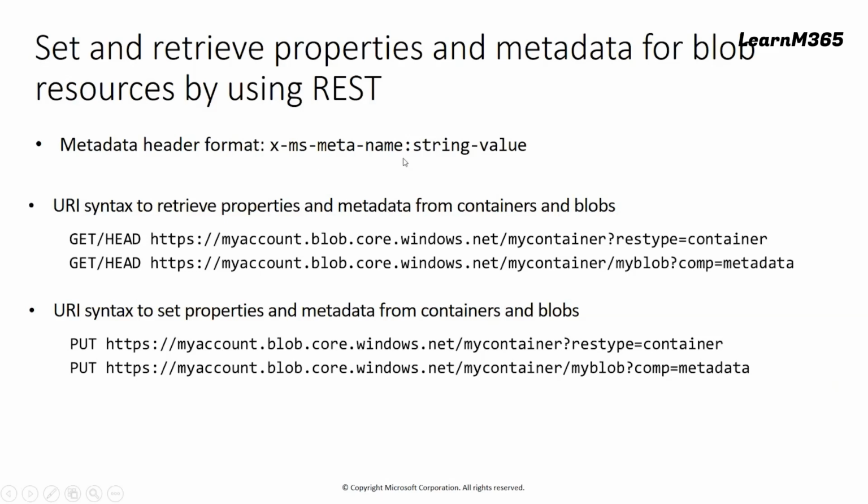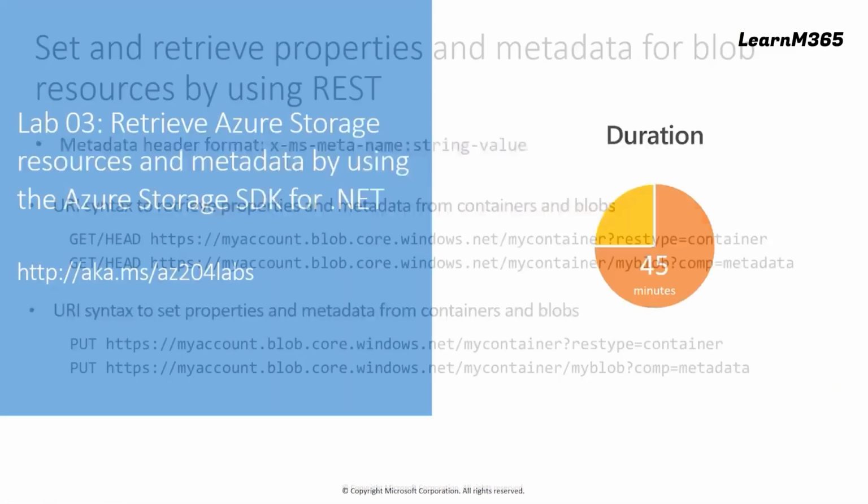x-ms-meta-name. So you define the meta name and then the value of it, right? It is used to set the values. And this is the command that you can use to retrieve the properties and metadata of a container or a particular blob with a RESTful architecture. So you have the option: either you can use RESTful architecture or you can use SDKs to play with.